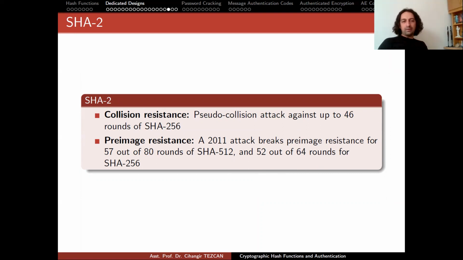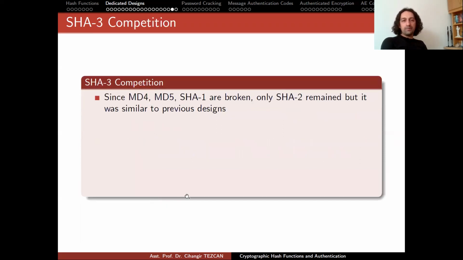And you might think that then why do we have SHA3? We realize that all of the hash functions are broken until SHA2. And the design of SHA2 is very similar to previous ones, as you can see from the picture. So NIST realized that if somebody comes up with an attack to break SHA2, then we don't have a plan B. We don't have another secure hash function that we can use. So NIST initiated a competition.